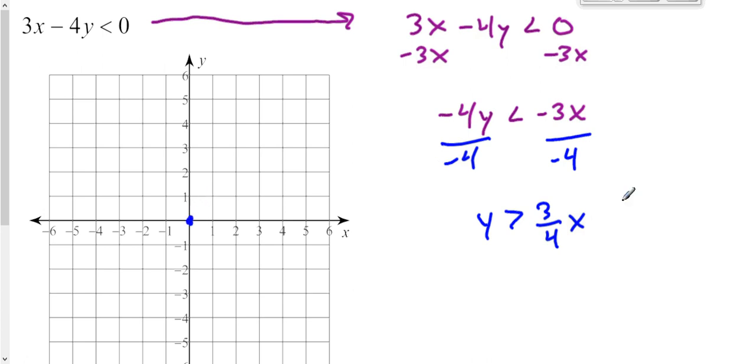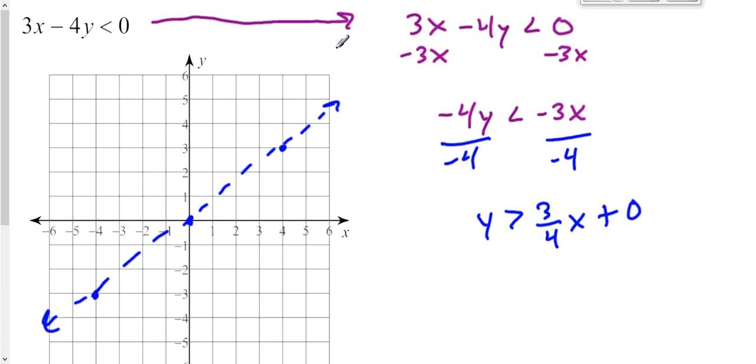We start at 0 because there's a plus 0 here. Up 3, right 4. Down 3, left 4. Whoops, too far. We need a dotted line in this case because it is just a, well, greater than now. It was a less than to begin with.